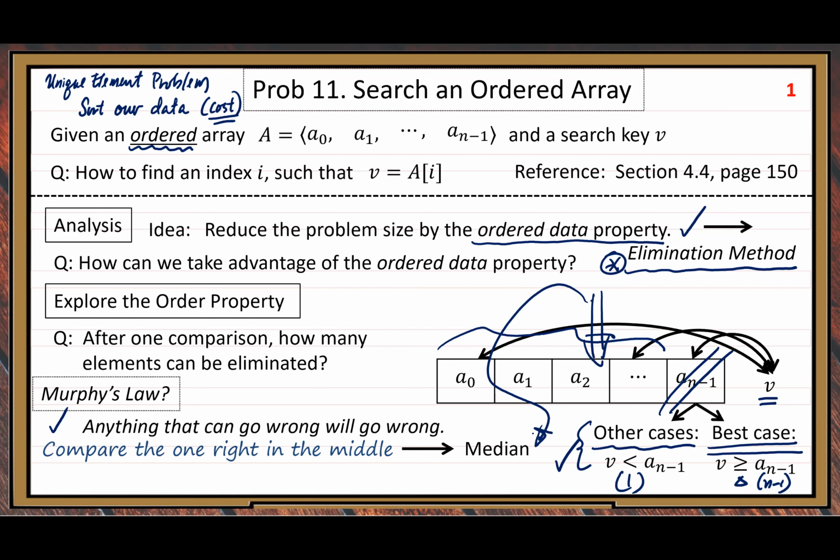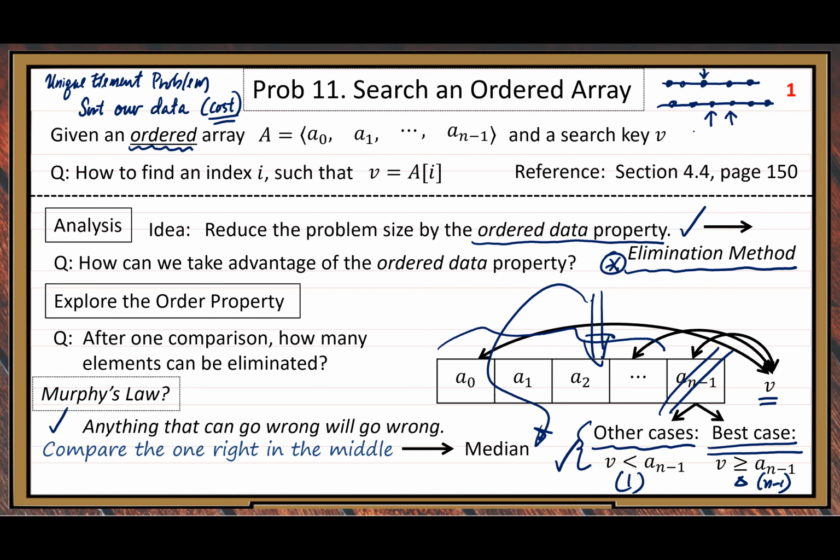What is the definition of the median? It depends on whether you have an odd number of elements or an even number of elements. If you have an odd number of elements, the median is the one right in the middle, so no question about it. But think about when you have an even number of elements: how do we define a median? Because there are two elements in the middle, in the center locations.